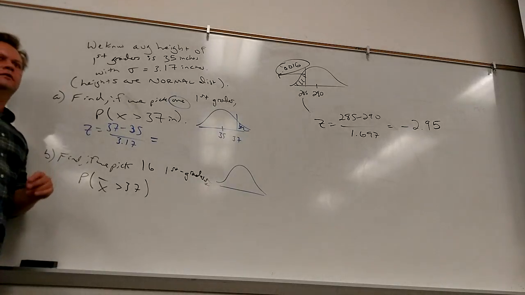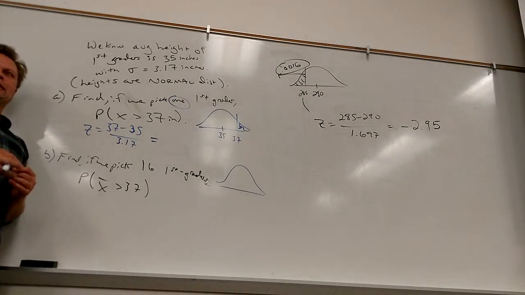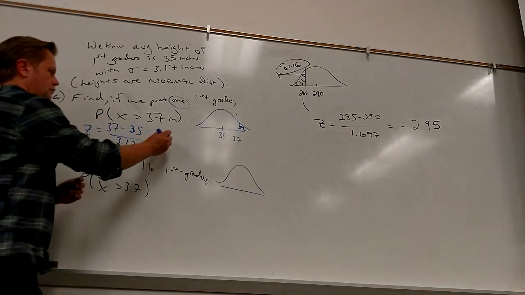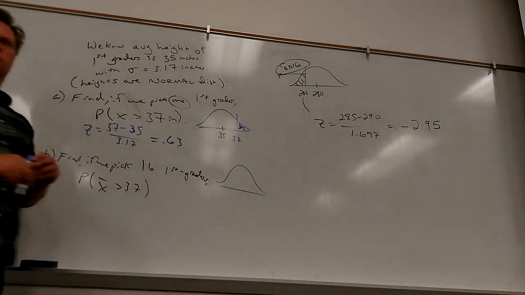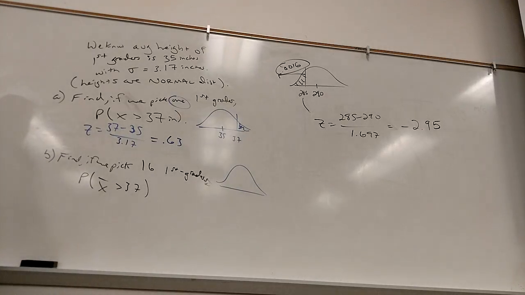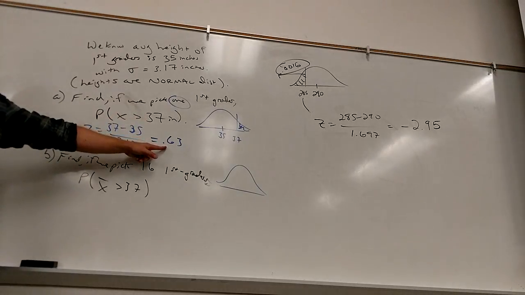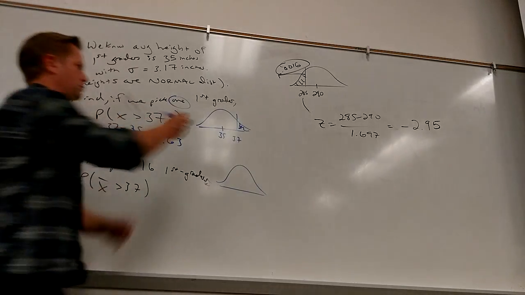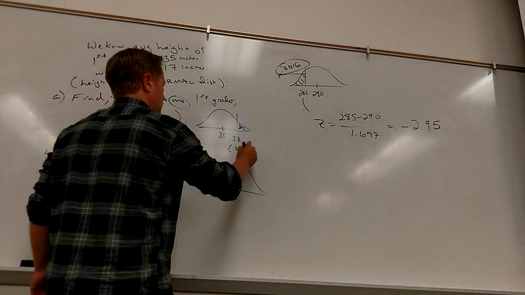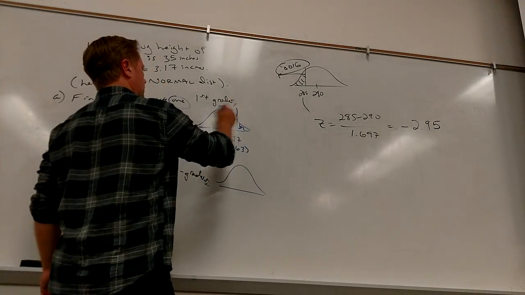So there you get 0.62. I don't know. 0.63. And now I look it up, right? I got a z-score now. I look it up. I can put it underneath here. I look it up. I get this area.